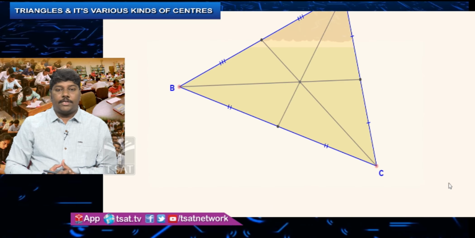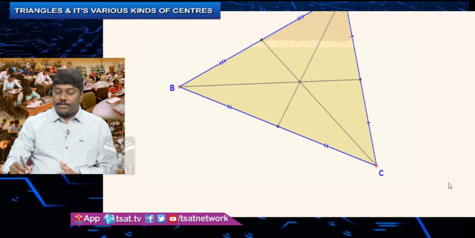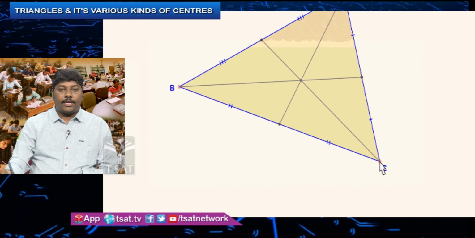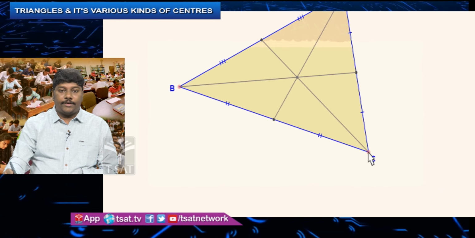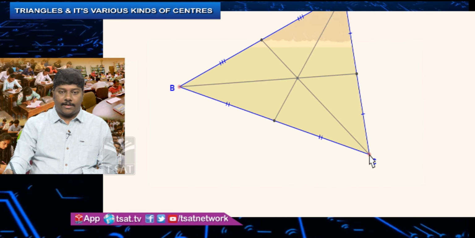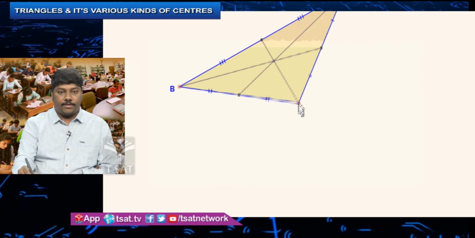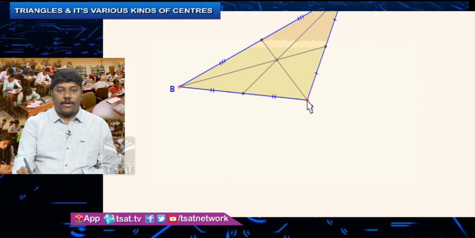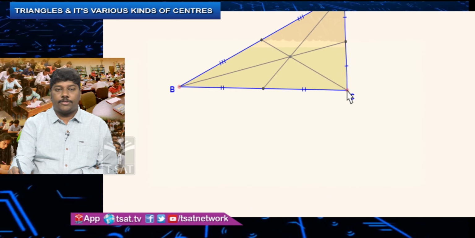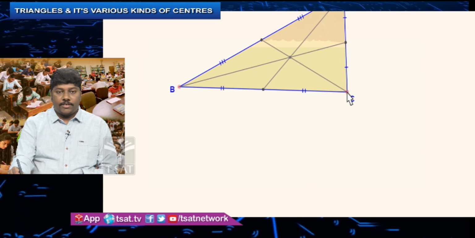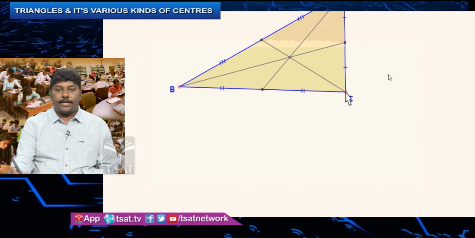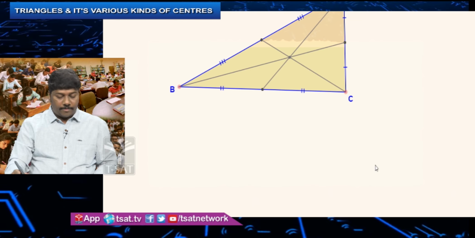First, we look at how centroid appears in the different triangles. Suppose I take an acute angle triangle, that point here is a centroid. In an acute angle triangle, centroid always stays inside. Even if you take an obtuse angle triangle, it is also inside. If you take exactly a right angle triangle, centroid is also always inside. So, centroid for acute, obtuse and right angle triangles is always inside.